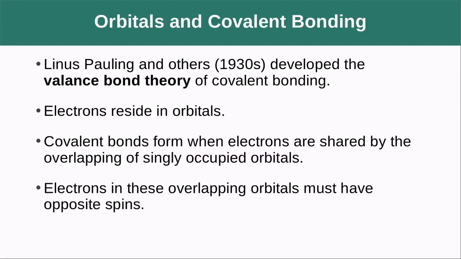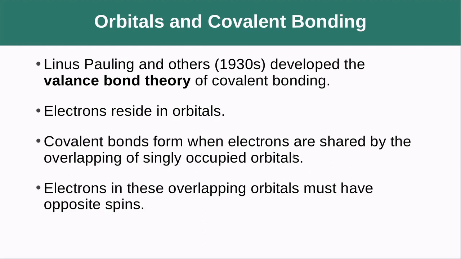So, Linus Pauling and others developed the Valence Bond Theory of covalent bonding. Linus Pauling won his Nobel Prize for his theories on crystallography and bonding. He wrote the book, The Nature of the Chemical Bond, which for a long time was the book on the subject. He said that electrons reside in orbitals.